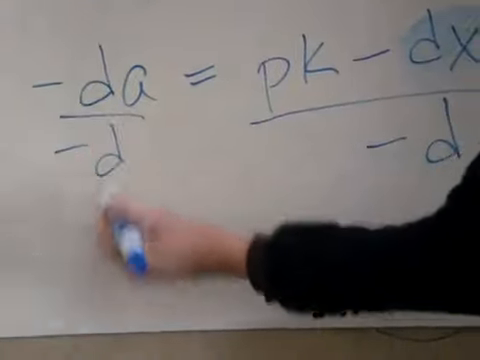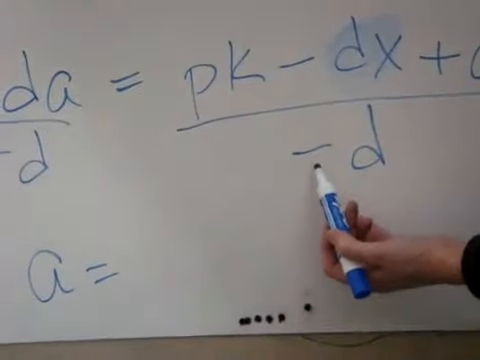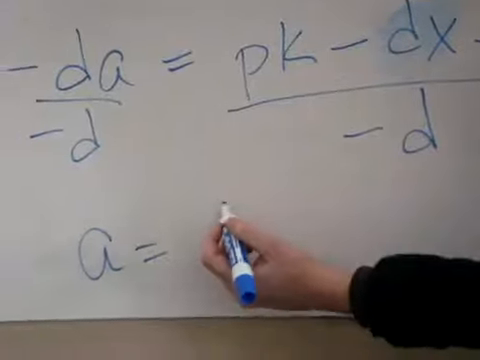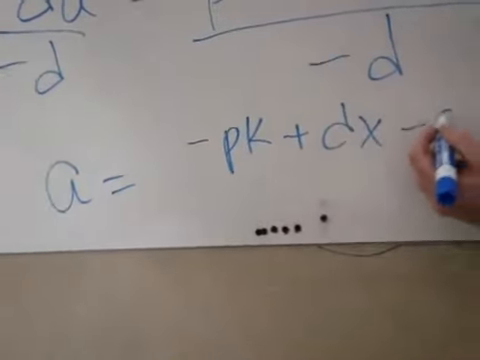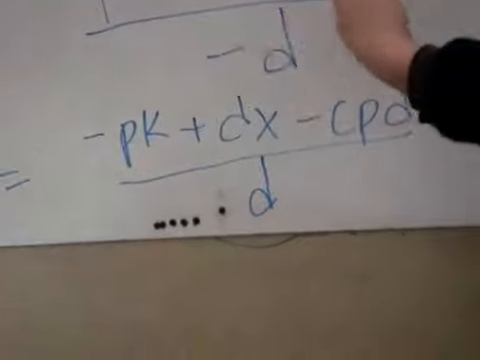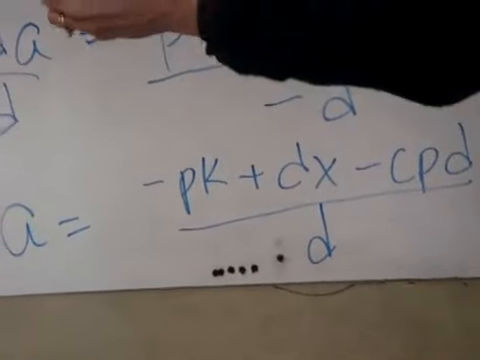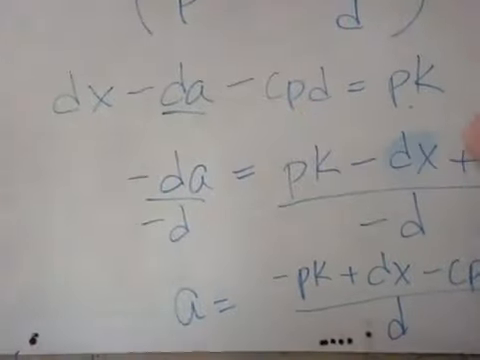I don't think anyone else did it this way. And so we get a equals, this negative sign shouldn't be on the bottom, so I'm going to just move it to the top. So I'm going to get minus PK plus dx minus CPD over d. I wouldn't have marked it wrong if you did this, but that's not the way it should go. Or we could have just moved this to this side and this to that side. But this should be your final answer.